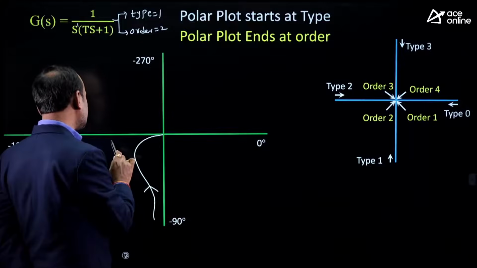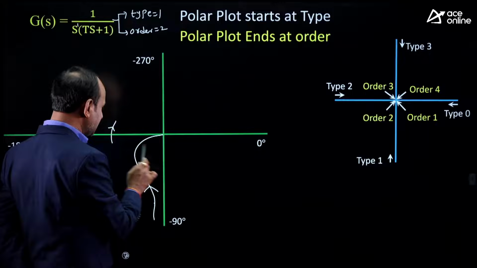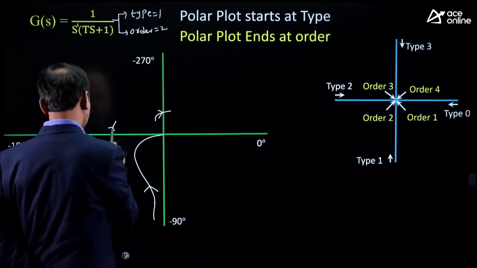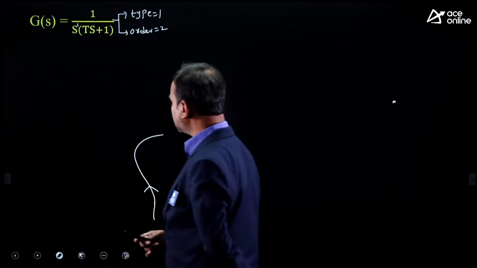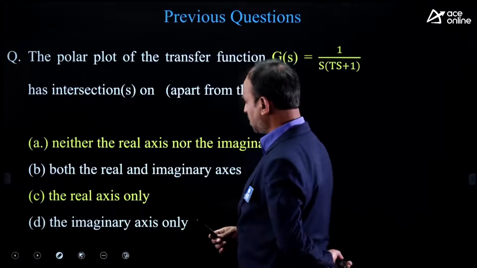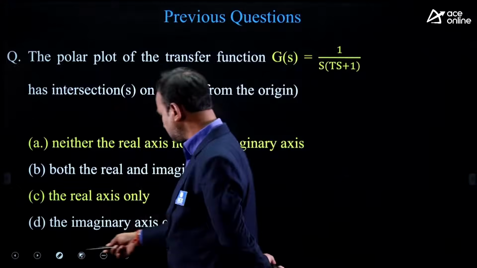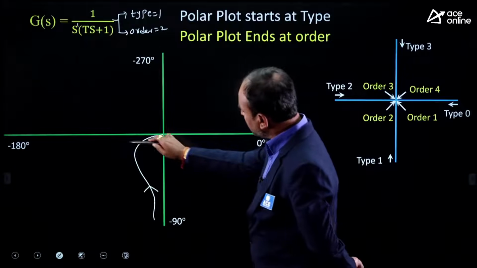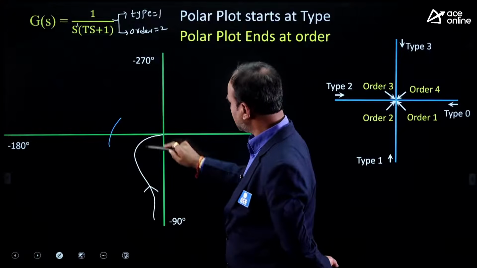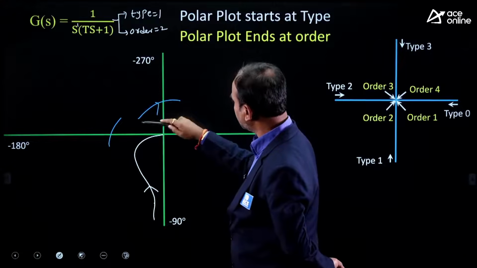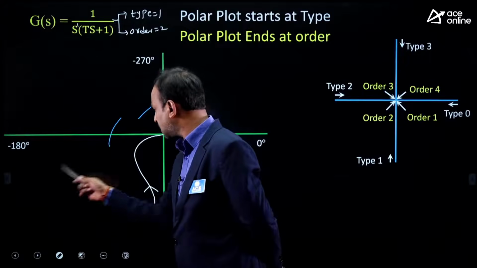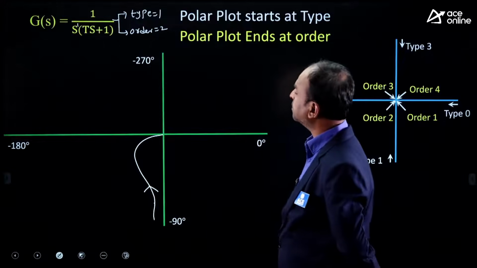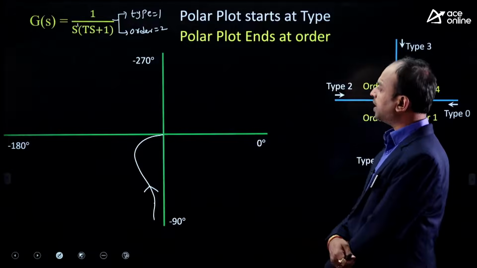Now tell me, is it crossing the minus 180 degrees line? No. Is it crossing the real axis or the imaginary axis? It is not crossing either. So the best suitable answer is that it is intersecting neither the real axis nor the imaginary axis. If it crosses like this, it is crossing the real axis; if it crosses like the imaginary axis, it is crossing both. But it is not crossing either. So you can expect this type of question in the polar and Nyquist plot.